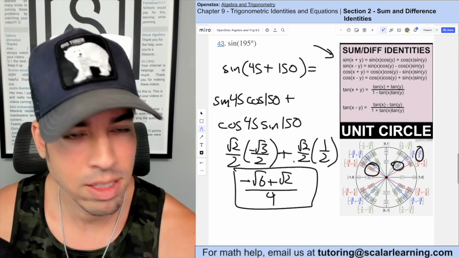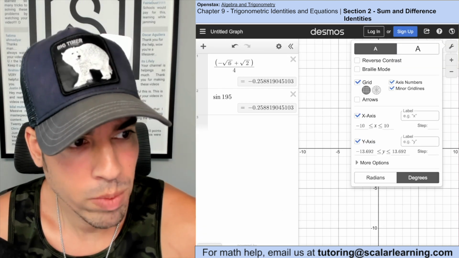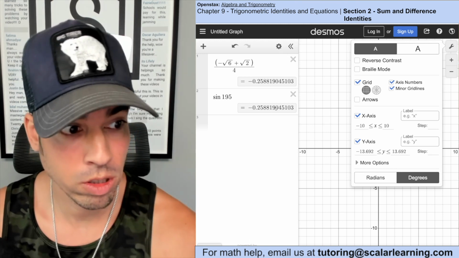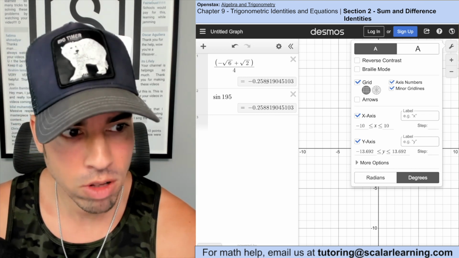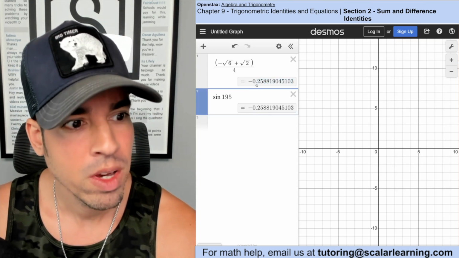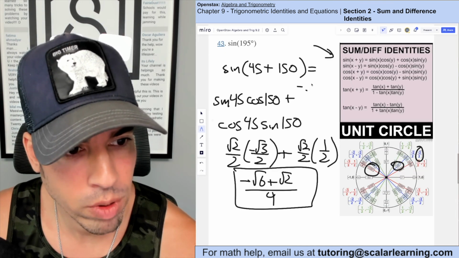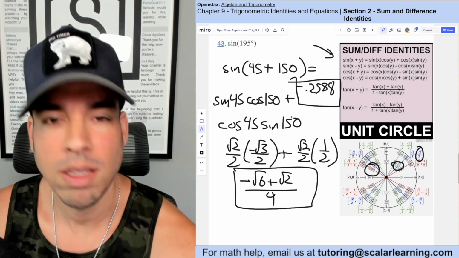Now we're going to take this in Desmos and verify that this is correct. So here is what we got algebraically. And by the way, make sure we're in degrees mode here because this is in degrees. So then we've got sine of 195 just calculated in the calculator. They are indeed equivalent to 4 decimal places. So this is also equal to negative 0.2588, just so we can have it there. But yes, that's how you do it.